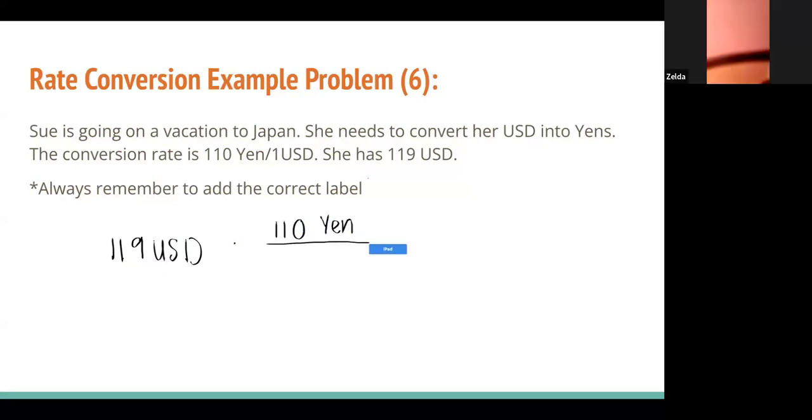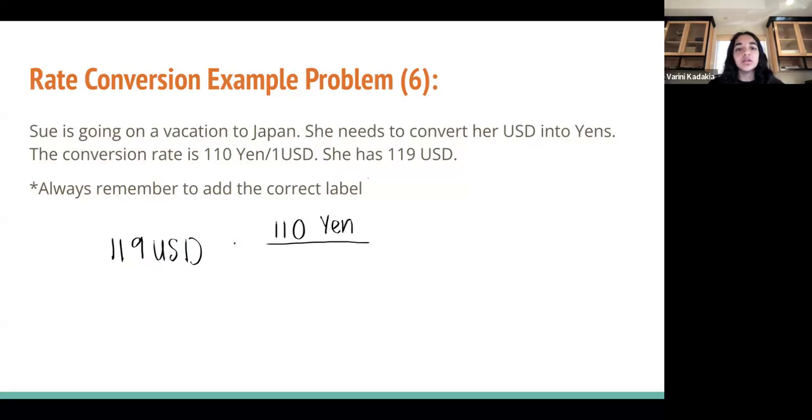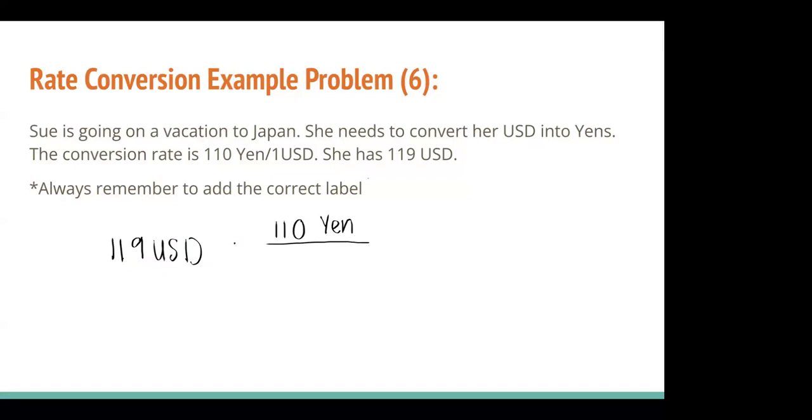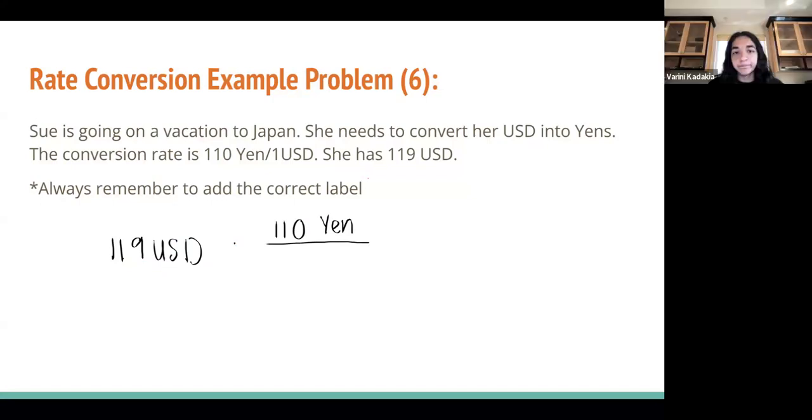Please, what is yen? Yen is the official currency for the people in Japan. Okay.